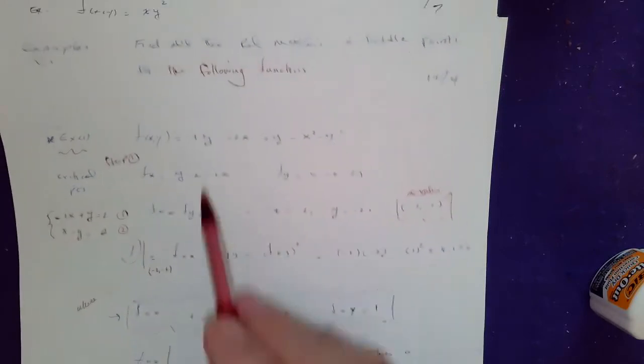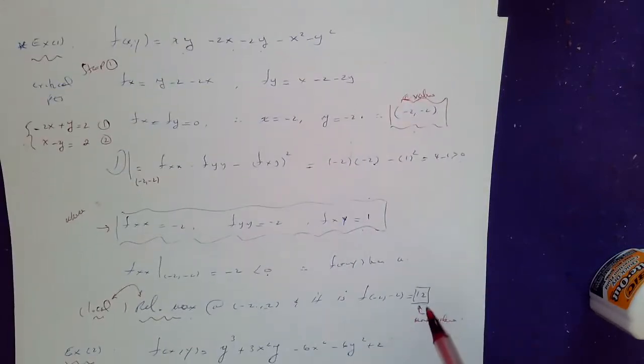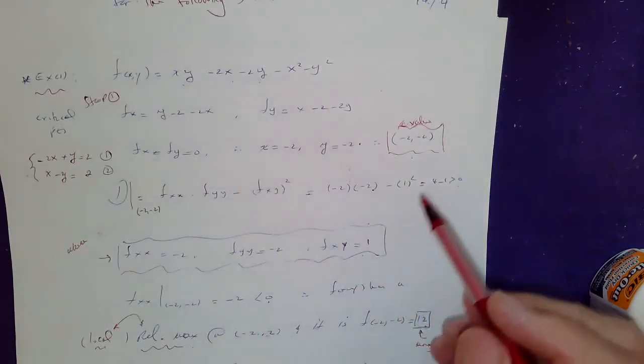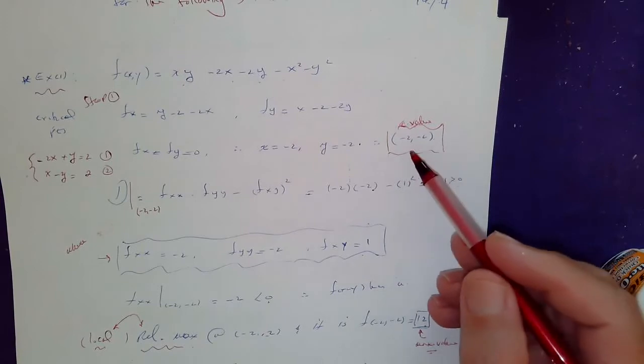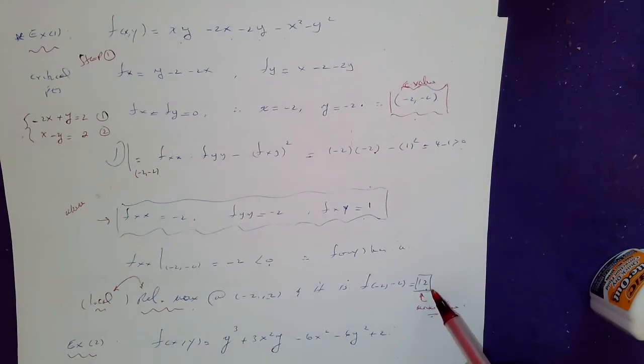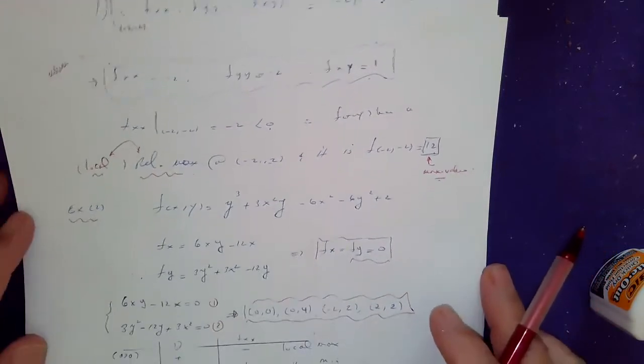Go back to the original function, replace the x's with -2, y's with -2, you get 12. This, ladies and gentlemen, is the relative maximum value of this function. In other words, for any ordered pair near (-2, -2), this is as high as the value of the function gets. On the other hand, you may have more than one critical value.